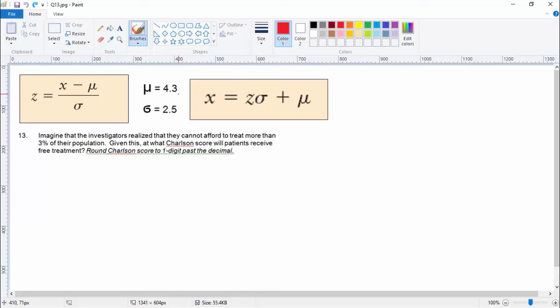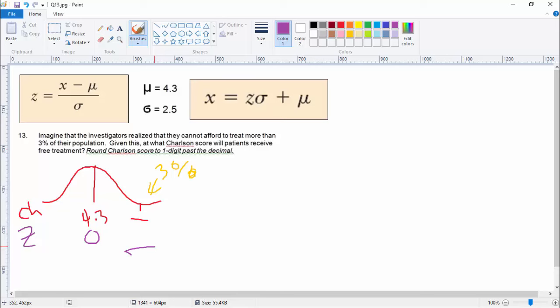So before you get too confused, let's just draw a little picture. That's my solution to everything. So we'll say Charlson, and we have the mean here, 4.3. And somewhere up here is the top 3%, right? I'll use orange, that's sort of my key for probability or percent. So that's the top 3% is what we're looking for. But in red, we have Charlson. And of course, we can pull out our purple here and do Z. Here's Z. We know that's 0. And also, we don't know the Z for that one.